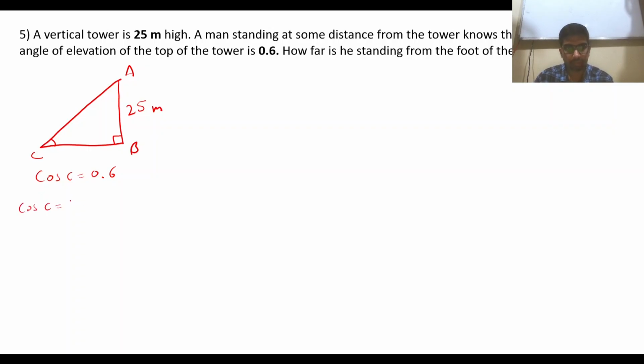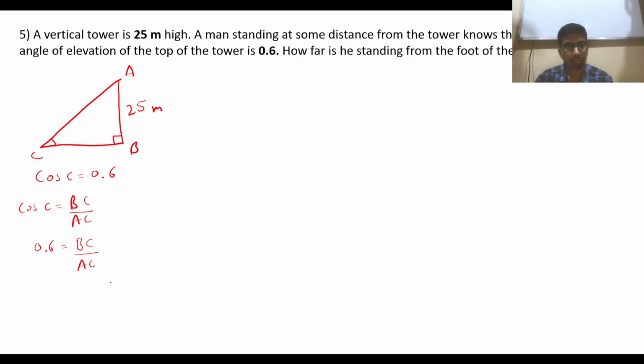Cos is adjacent side. Adjacent to this is BC, hypotenuse is AC. Cos C ka value, we have been given as 0.6. Do we know the value of BC? No, we don't know BC. This is what you have to find, BC. AC is also not given.